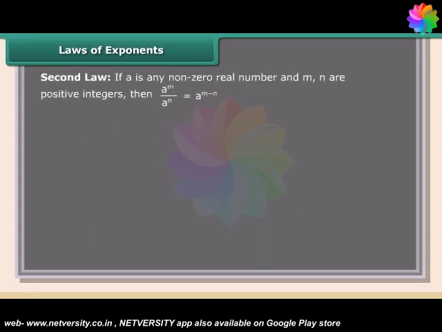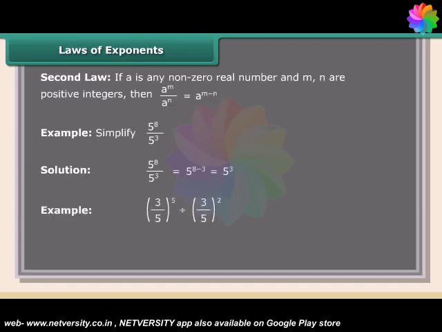Second law: if a is any non-zero real number and m, n are positive integers, then a raised to the power m upon a raised to the power n is equal to a raised to the power m minus n. Example: simplify 5 raised to the power 8 upon 5 raised to the power 3. Solution: 5 raised to the power 8 upon 5 raised to the power 3 is equal to 5 raised to the power 8 minus 3, which equals 5 raised to the power 3.